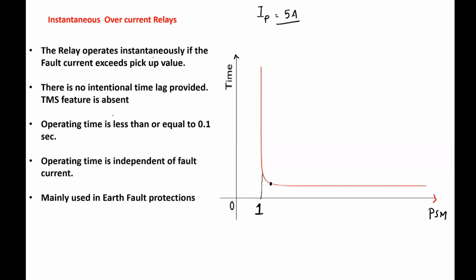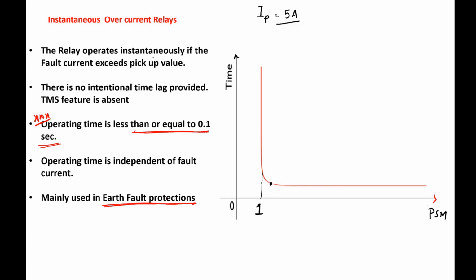Operating time, a very important point: the operating time for instantaneous overcurrent relays is less than or equal to 0.1 second. The instantaneous relays will operate within 0.1 second. So the operating time is independent of fault current, because fault current magnitude does not affect it. It should only exceed the pickup value. That is the criterion. Mainly, instantaneous overcurrent relays are used for earth fault protection, because human life will be in danger.